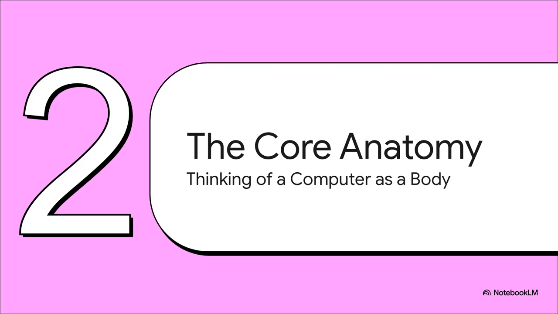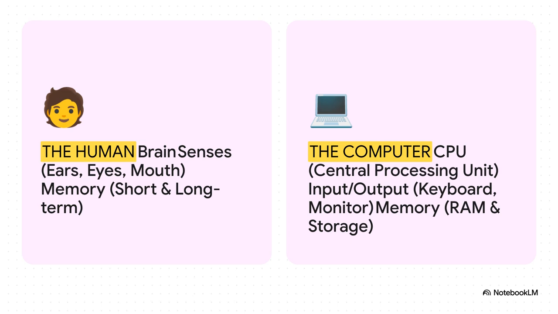So here's where it gets really cool. We can actually map those 4 functions to the computer's physical parts. And honestly, the best way to wrap your head around it is to think of a computer like a body. Think about it. We have a brain. A computer has its CPU, the central processing unit. We have our senses, eyes, ears, and the computer has its input and output devices, like a keyboard and a monitor. And just like us, it's got short-term memory for what it's doing right now and long-term memory for everything else.